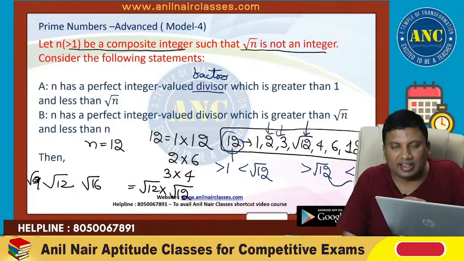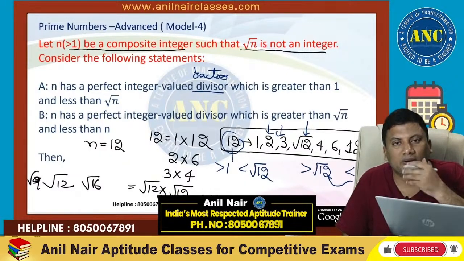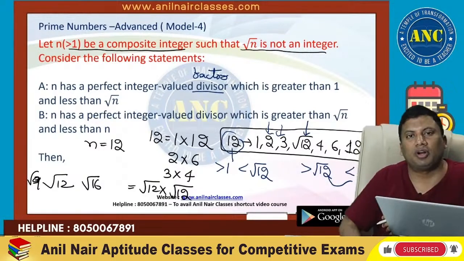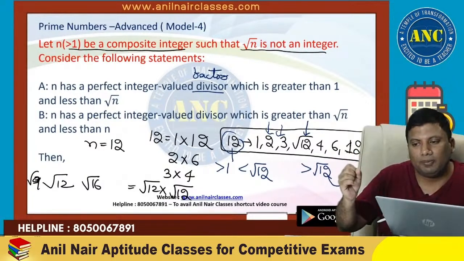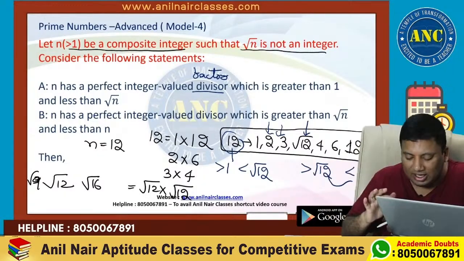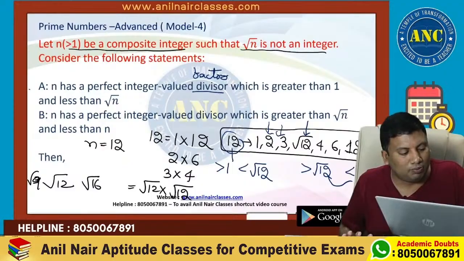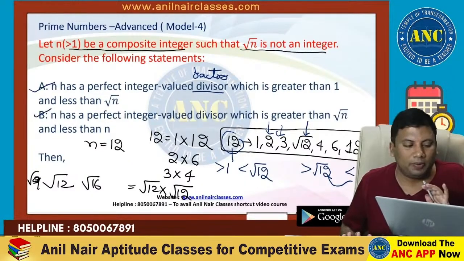Definitely greater than root 12. Root 12 is nothing but 2 root 3, which is 2 into 1.7, that is 3.4. What are all the integers greater than 3.4? 4, 5, 6, 7, 8, 9, 10, 11. In that, 4 is a factor of 12. 6 is a factor of 12. So both the statements are right. I hope it is clear.